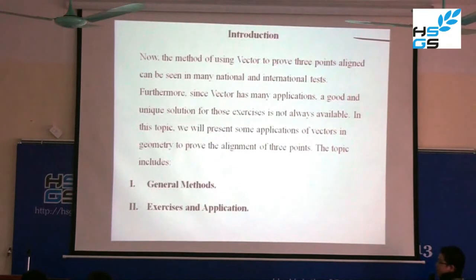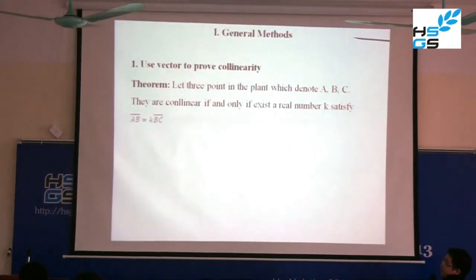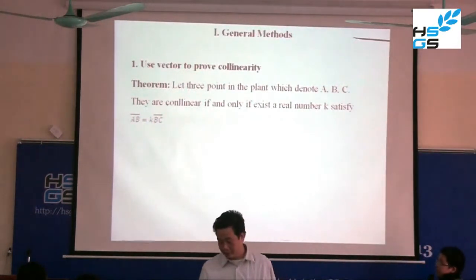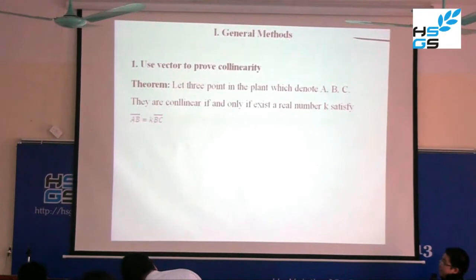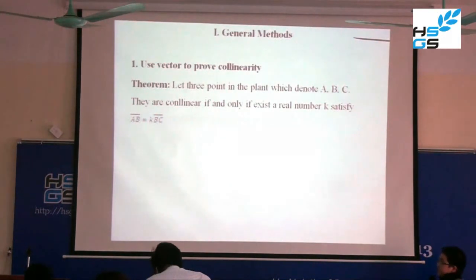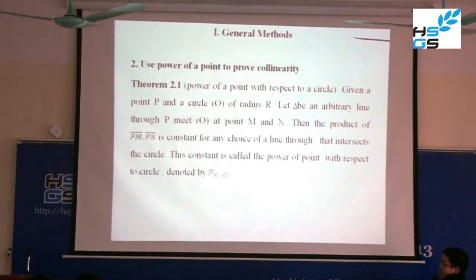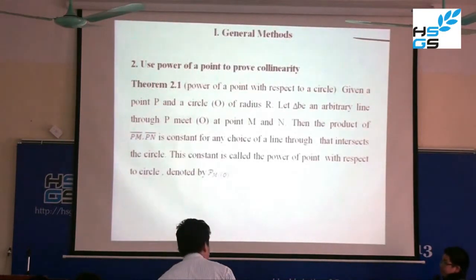Part 1, general method. In this part, we will introduce two methods to group the alignment of 3 points using vector and using a power of a point with respect to the circle. And part 2 is exercises and application. Now we get to part 1. Method 1 is vector to group collinearity. Let's start with a basic theorem. 3 points A, B, C are collinear if and only if there exists a real number k satisfying vector AB equals k times the vector BC. This is based on the multiplication of a vector with a real number.